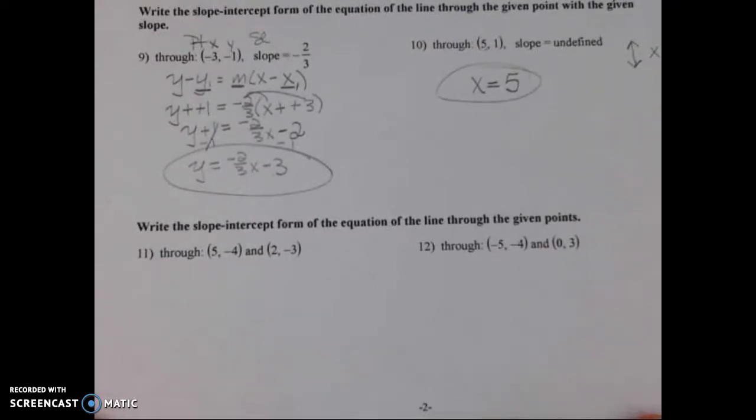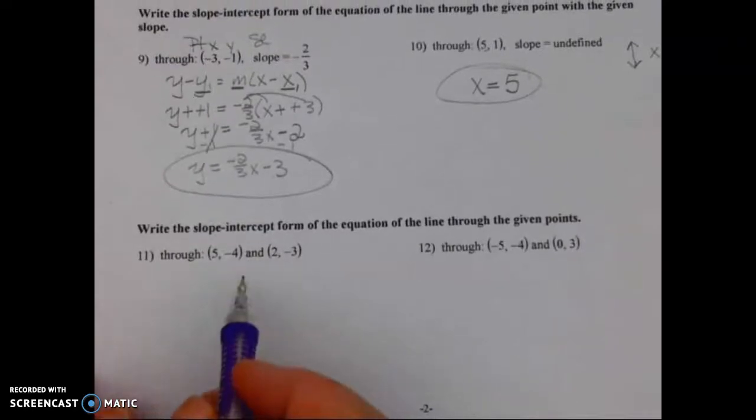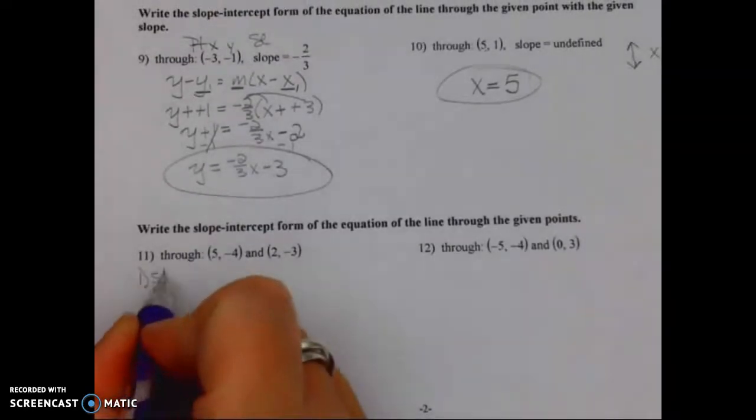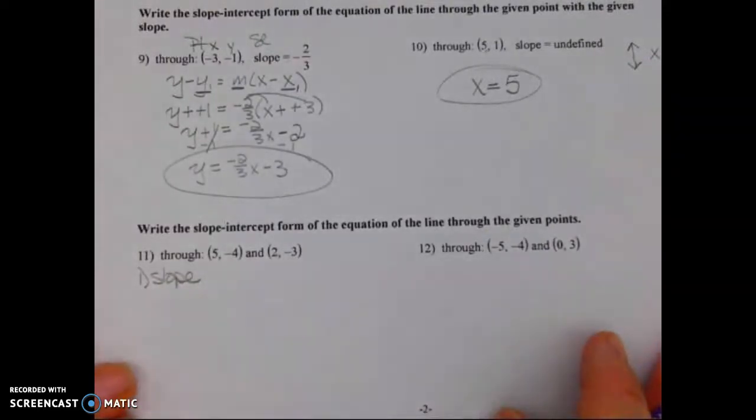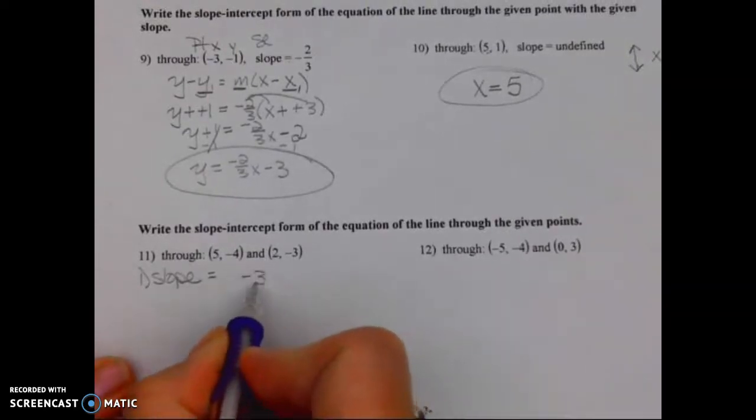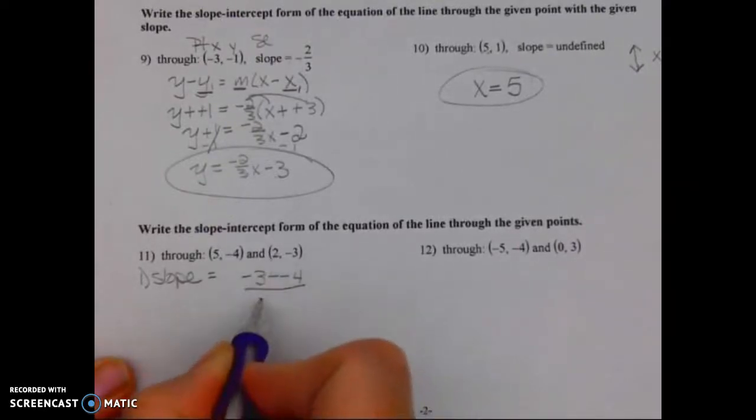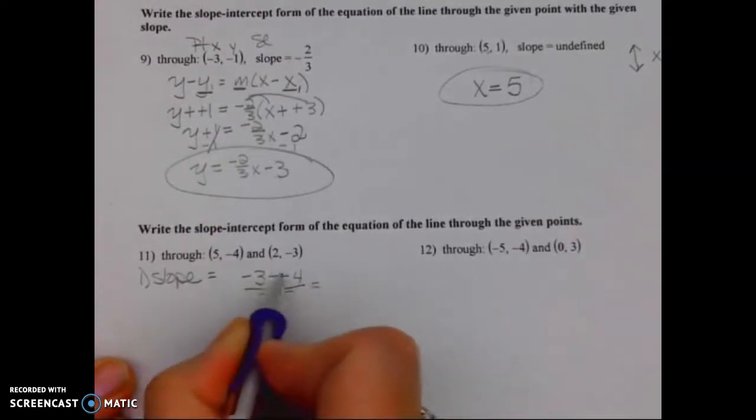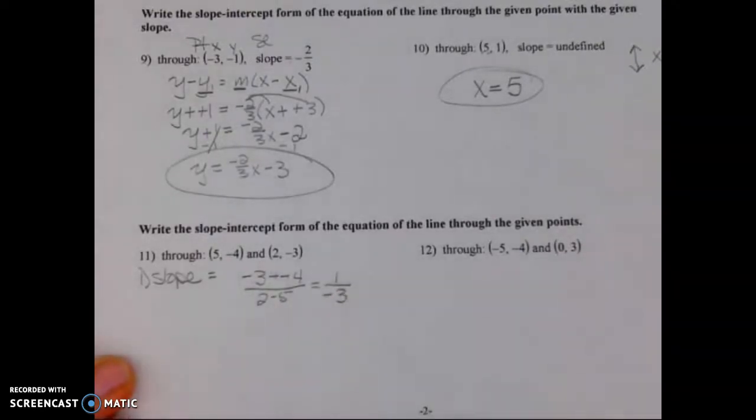Okay, 2 more. Slope-intercept equation of the line through the given points. Oh boy. Okay, step 1, find the slope. We've done this before a couple times today. So, -3 minus -4 over 2 minus -5. This gives me 1 over -3. So my slope is -1/3.